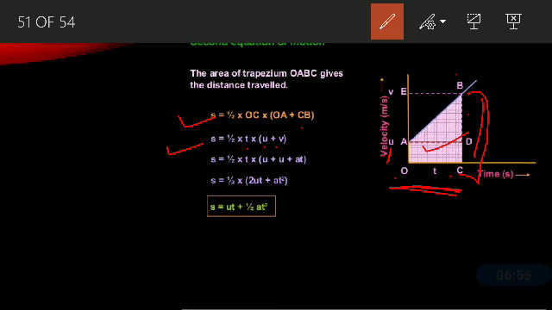Now after doing rearrangement and utilizing the first equation and replacing velocity with U plus AT, we will get the second equation of motion, that is S equals to UT plus half AT square.